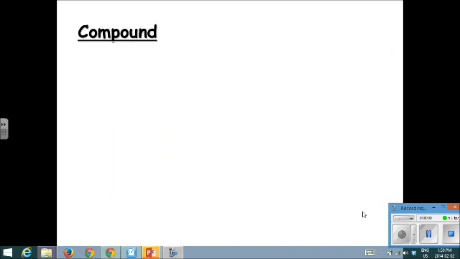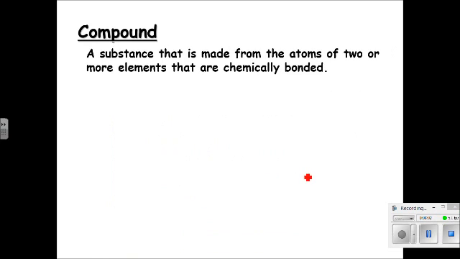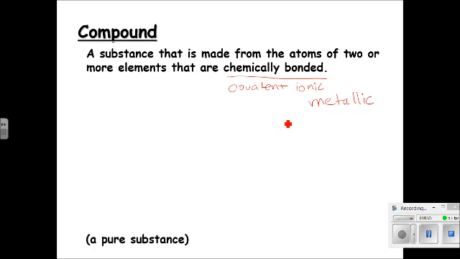A compound is a combination of elements, okay? It's a substance that is made from two or more different elements that are bonded together chemically. Now there are two types of bonds that we're going to talk about in this course, actually three. There's covalent and ionic. Those are the ones that we think of immediately, but there's also a metallic bond. And we'll discuss that one as well in this course.